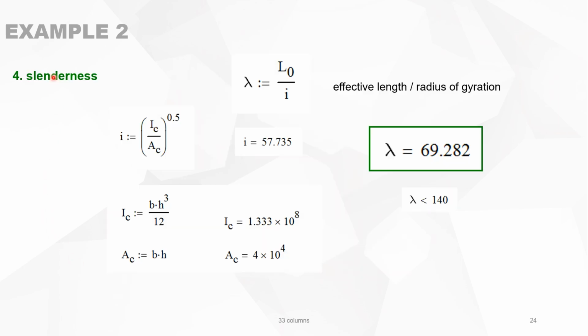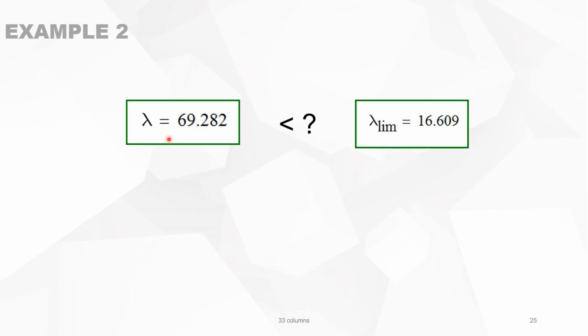We calculate the slenderness of the column, which is L0, the effective length, divided by the radius of gyration. When we do that, we have 69 as slenderness. It must be smaller than 140, that is okay. Then 69 must be smaller than 16 for buckling not to be taken into account, but this is not the case. So we need to check for buckling, and we see already that the buckling will be dominant in this case.